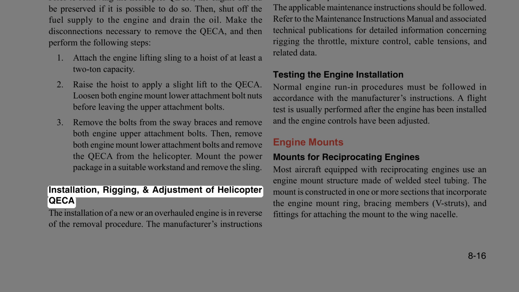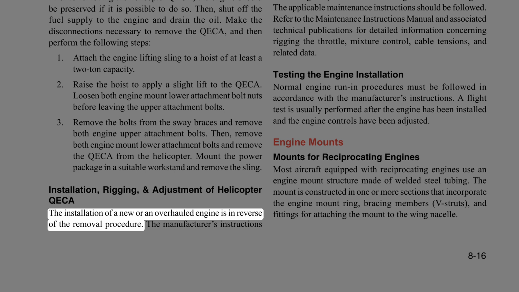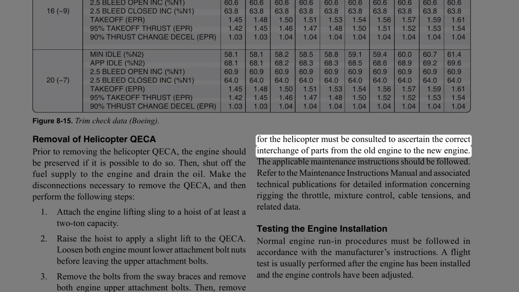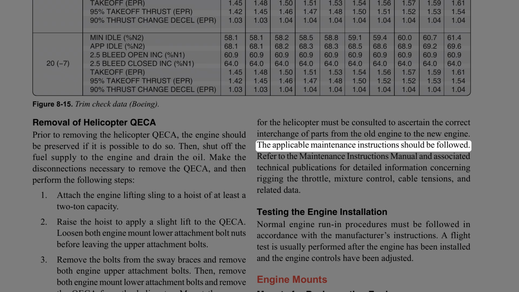Installation, rigging, and adjustment of helicopter QECA. The installation of a new or an overhauled engine is in reverse of the removal procedure. The manufacturer's instructions for the helicopter must be consulted to ascertain the correct interchange of parts from the old engine to the new engine. The applicable maintenance instructions should be followed.